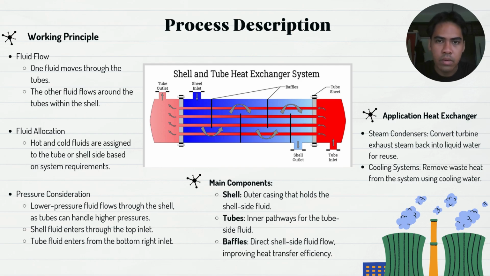The main components of the shell and tube heat exchanger system: first is the shell, the outer casing that holds the shell side fluid. The tube is the inner pathway for the tube side fluid, and the baffle directs shell side fluid flow to improve heat transfer efficiency. For applications of heat exchangers, first is the steam condenser, which converts turbine exhaust steam back into liquid water for reuse, and the cooling system removes waste heat from the system using cooling water.